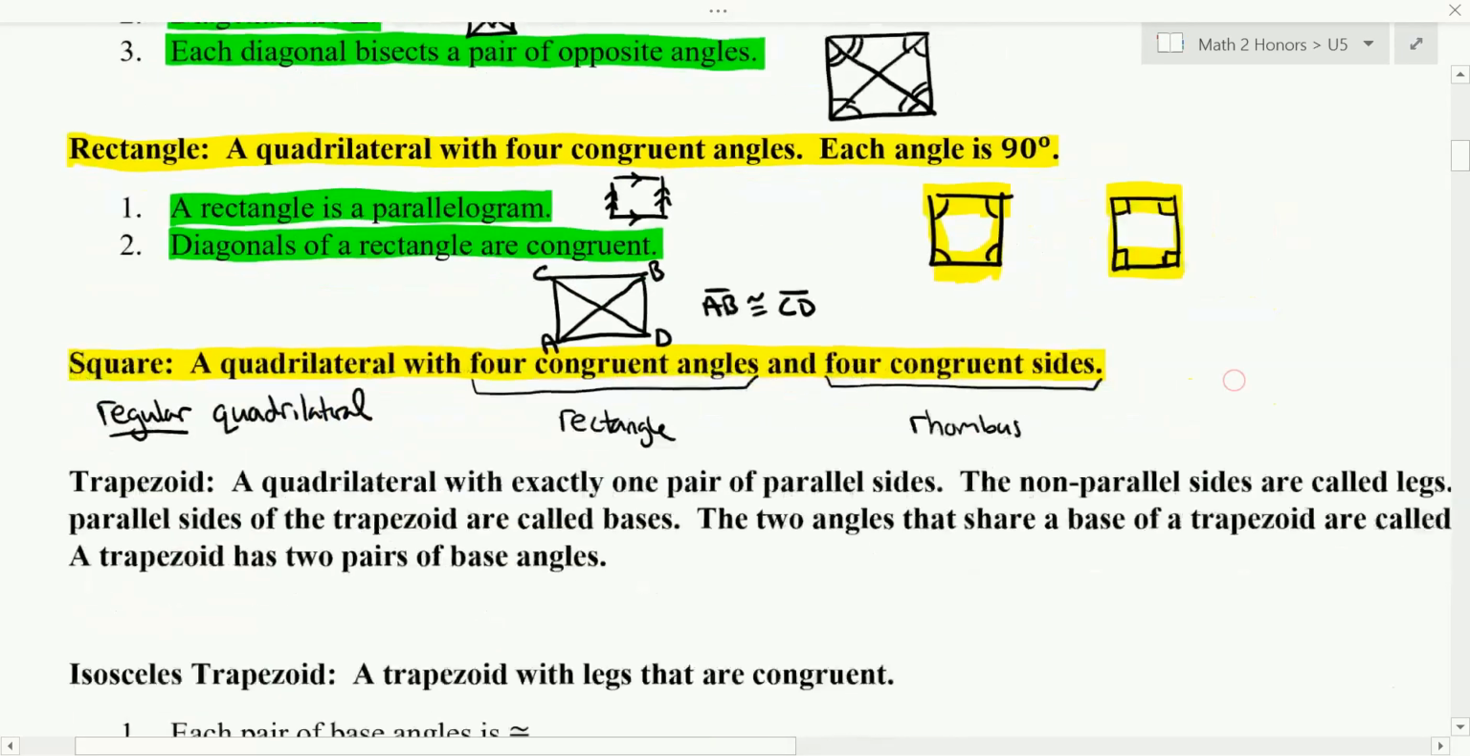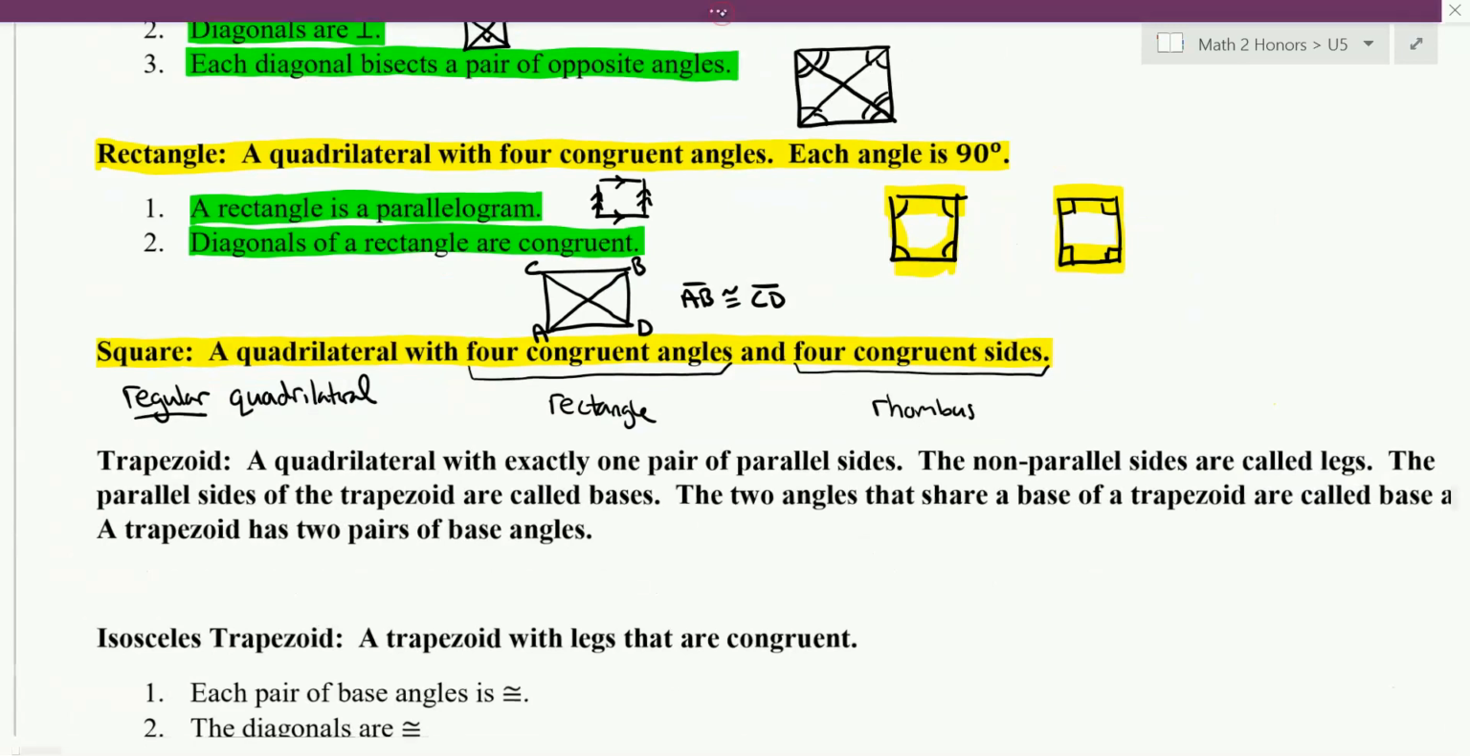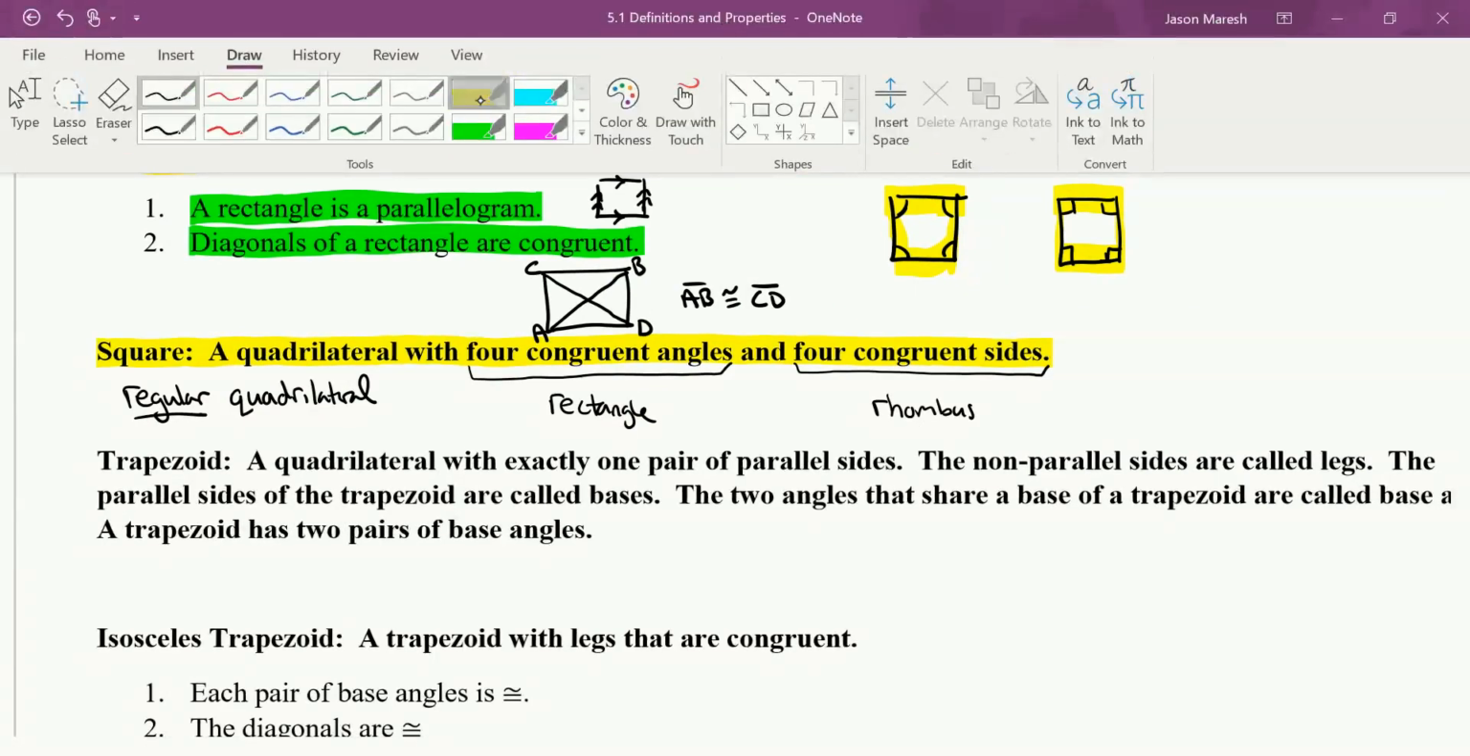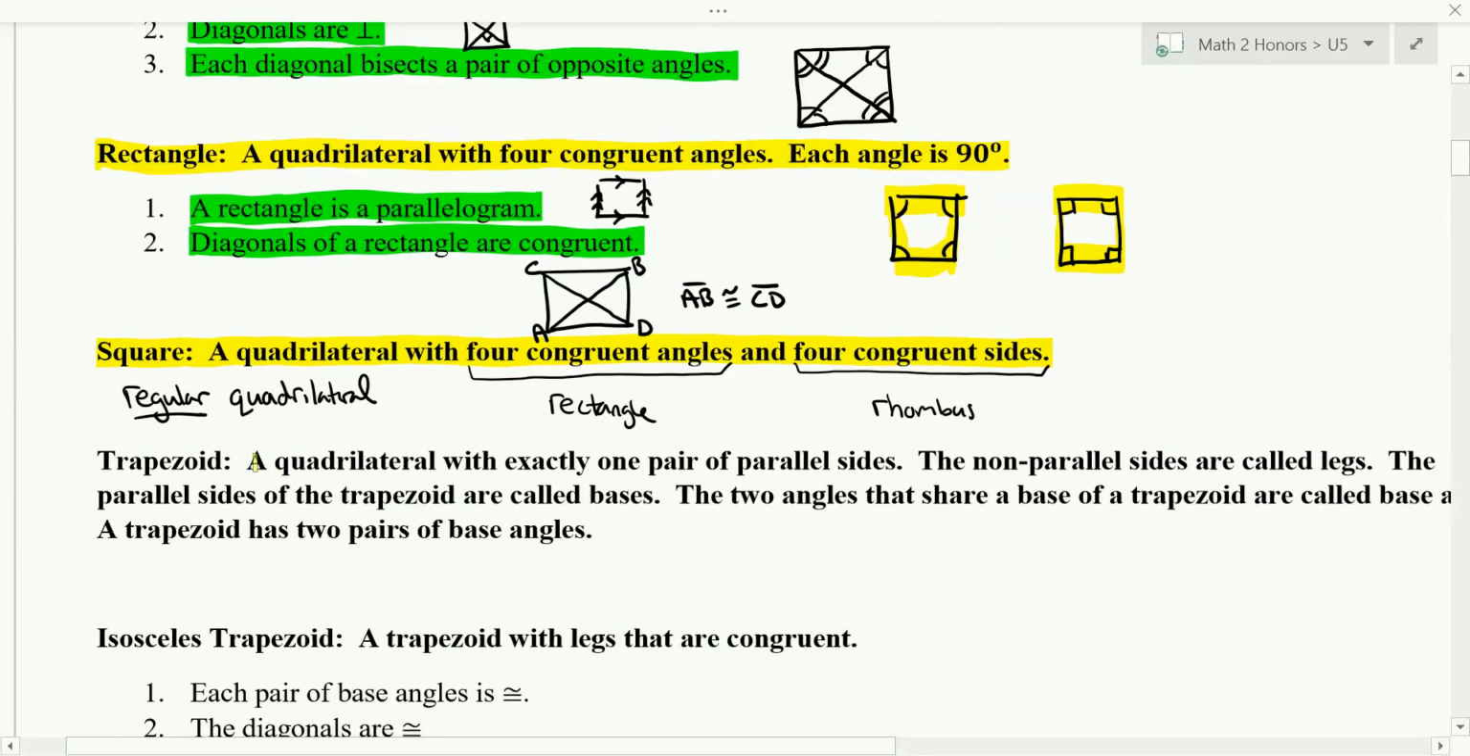Trapezoid. There's a few things to know about a trapezoid. So in terms of a definition, you want to know a trapezoid is a quadrilateral. It only has one pair of parallel sides, not two. So is a trapezoid a parallelogram? No, because a parallelogram has two pairs of opposite sides parallel. A trapezoid can only have one.